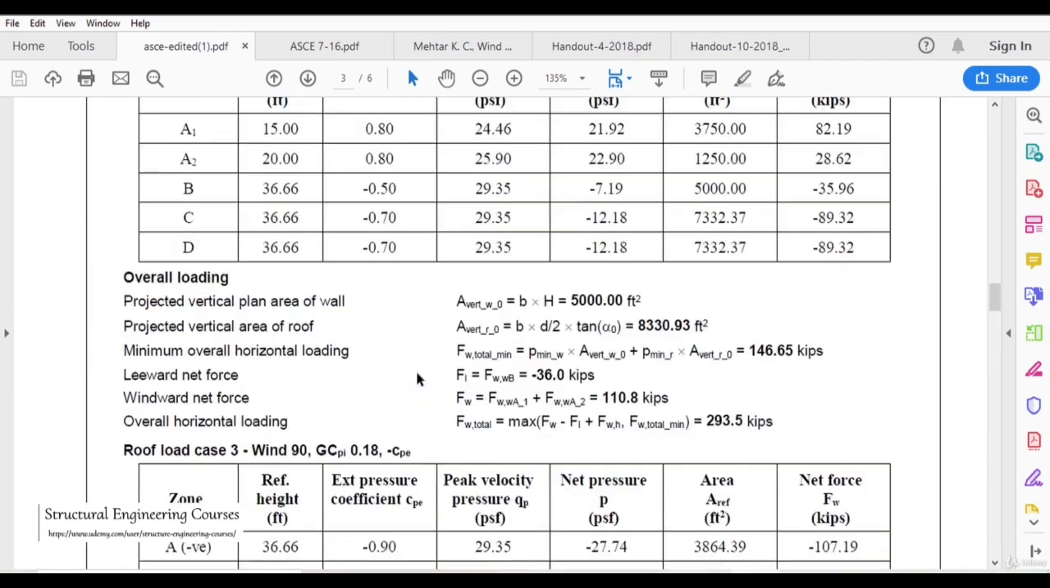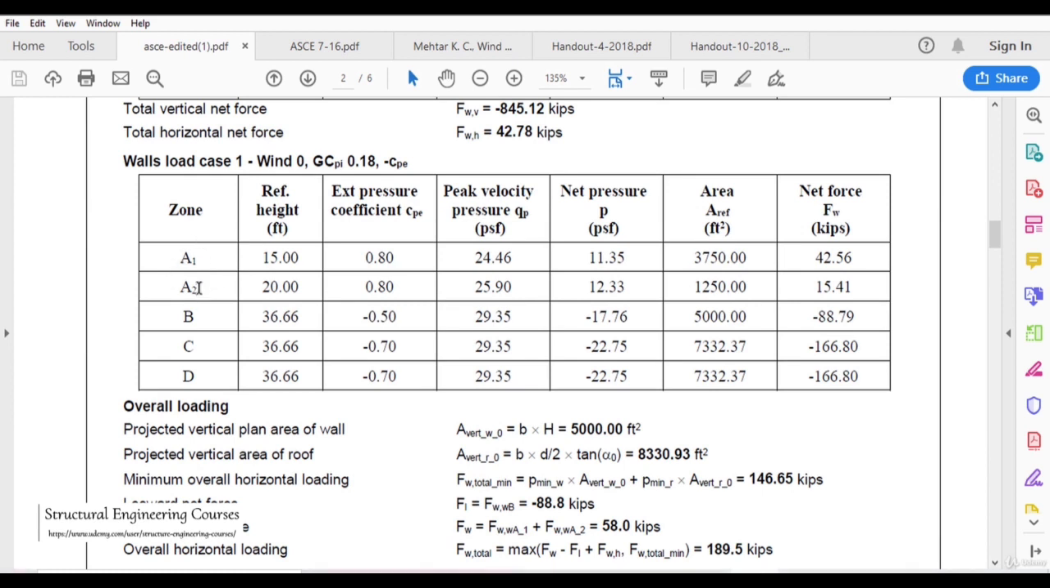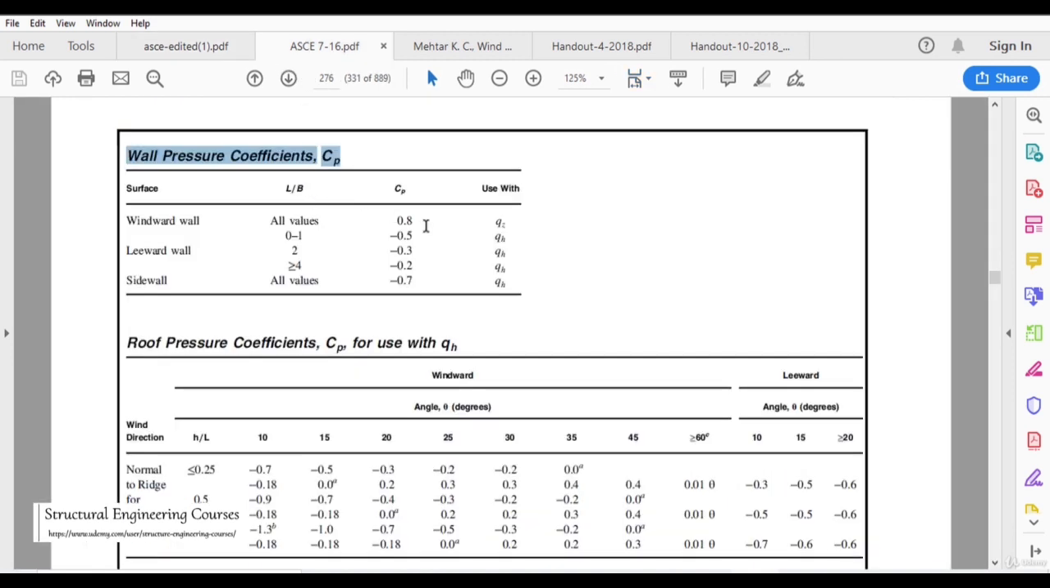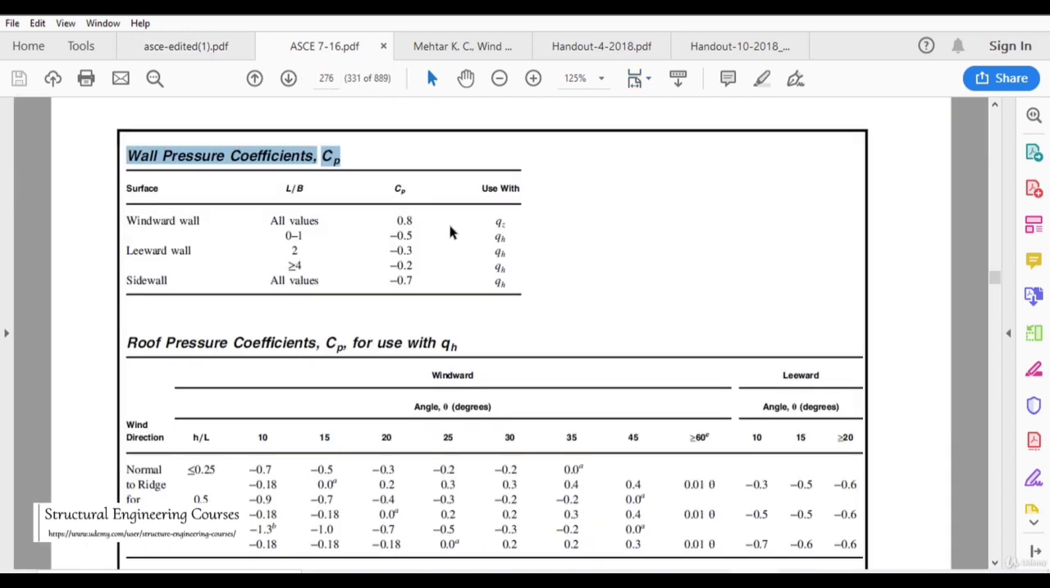So coming back to this basic calculation, for A1, A2 we need to refer to the coefficient for the windward, for B the coefficient for the leeward, and for C and D the side wall. And this is a simple formula, simple coefficient: 0.8 for the windward, and for leeward it is minus 0.3 for L by B up to 2, and for side wall it is minus 0.7. And here we can see that 0.8, minus 0.5 and minus 0.7 is considered.